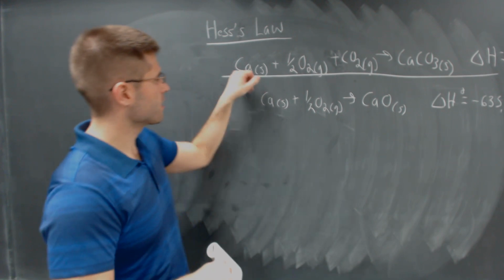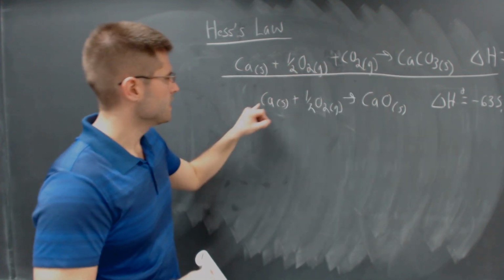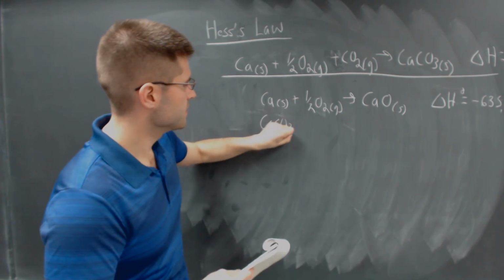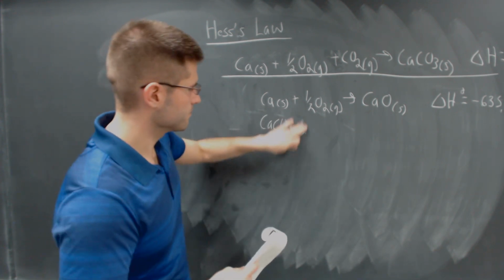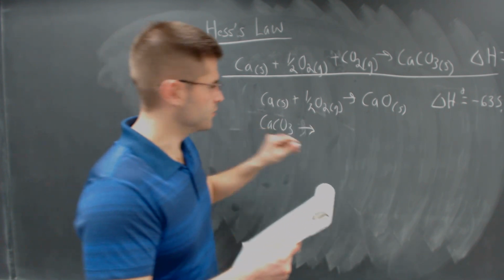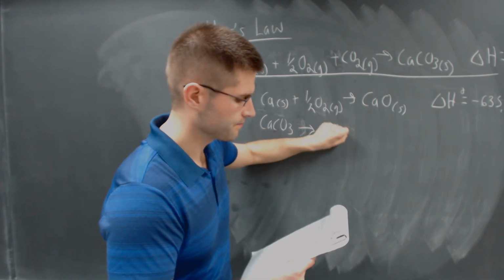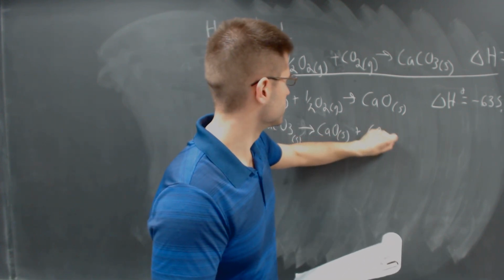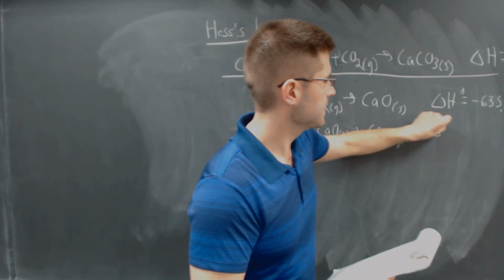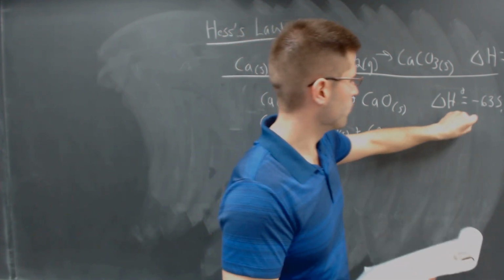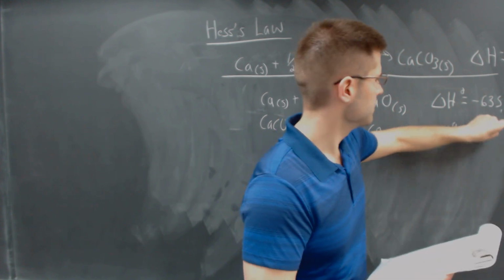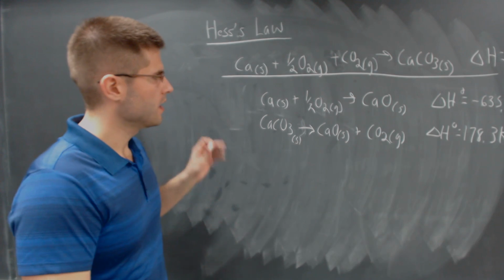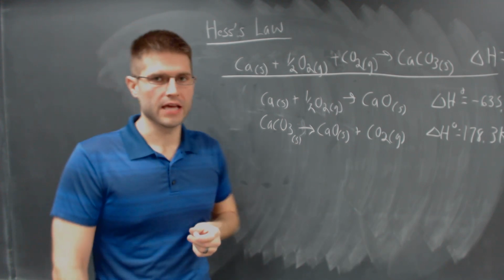So let's see how this works. This is our equation that we want to get to. This is one of the equations that we're given. We're also given calcium carbonate decomposing into calcium oxide, that's a solid, as well as CO2, which is a gas. This delta H enthalpy is going to be 178.3 kilojoules. Okay, these are the only two standard reactions that we need to have.